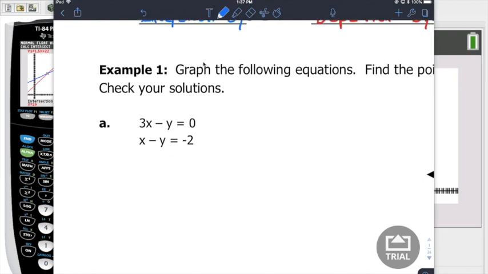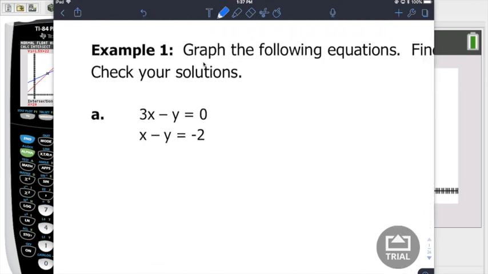We're going to graph the following equations, find the point where they cross, their intersection, and then check our solutions. Since I don't have a whole lot of room to work, I'm just going to rewrite this here to the side. And remember, to graph any type of line, we need it in the format y equals mx plus b, which essentially means we need to get our y by itself.